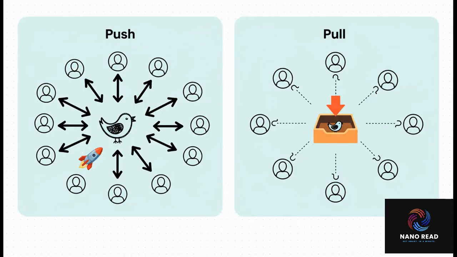So to solve this massive problem, they basically came up with two different game plans. You've got the push model and the pull model. With push, the tweet gets preloaded into your followers' timelines right away. With pull, your followers have to sort of fetch the tweet when they log in. As you can see, each one has a big upside and a big downside.